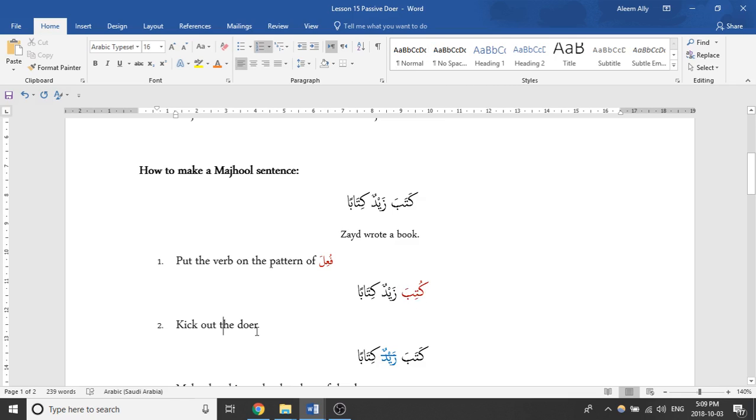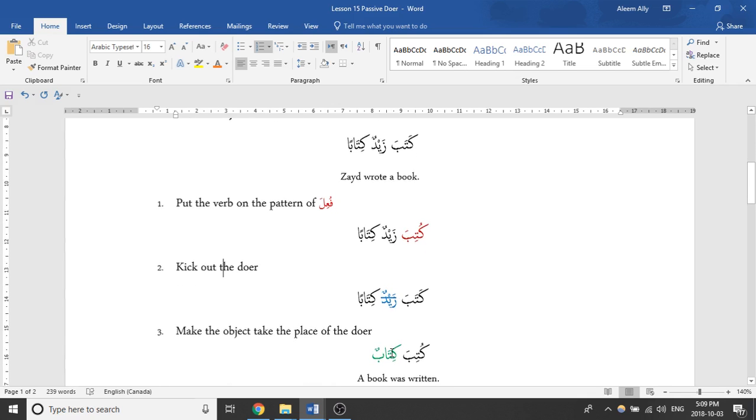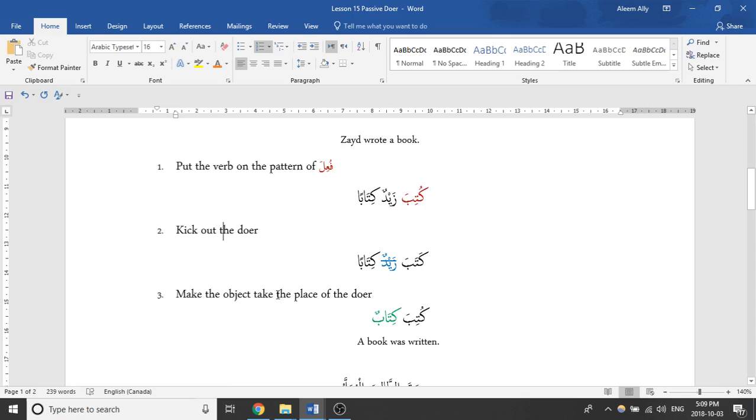The second thing is that you kick out the doer, so Zayd's out of the picture. Completely remove him. Next, you make the object take the place of the doer, so whatever state the doer was in, the object takes that. The doer was in a state of rafa', the object was in a state of nasb, and now the object takes on a state of rafa'. That's why it's kitabun now, and it becomes kutiba kitabun, which means a book was written.